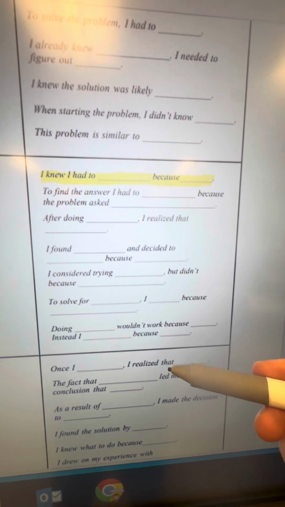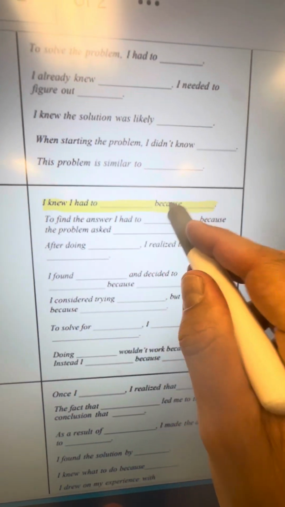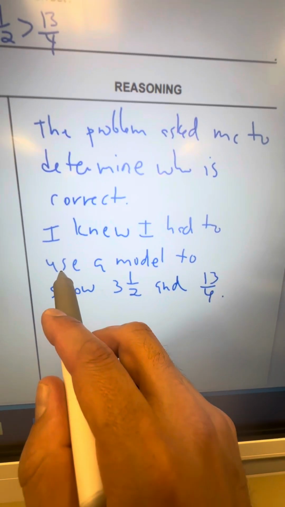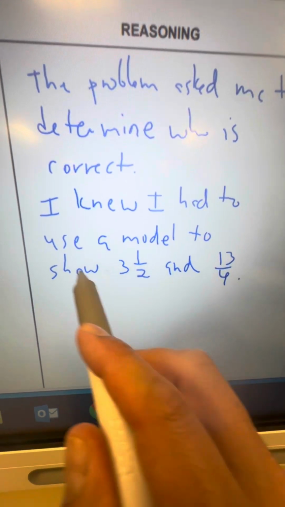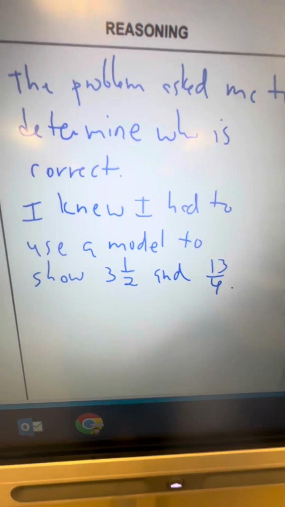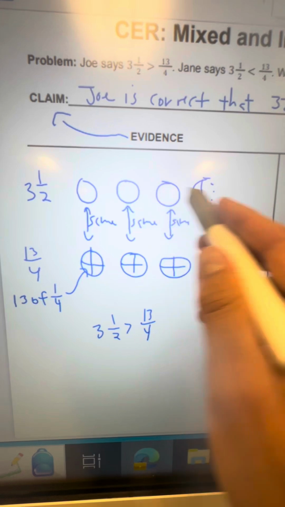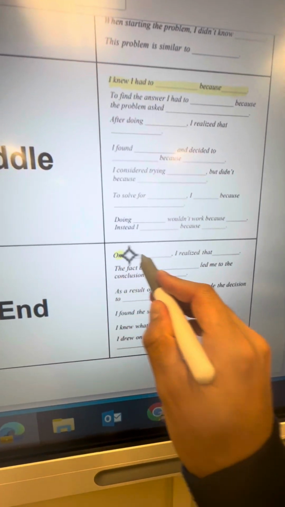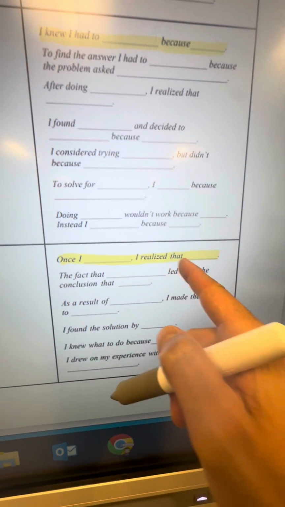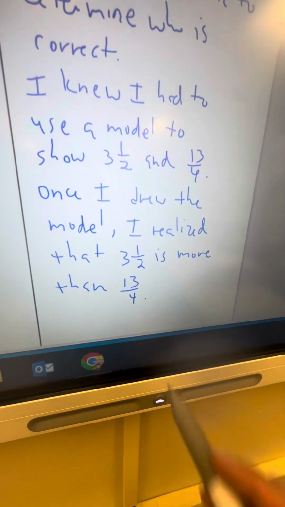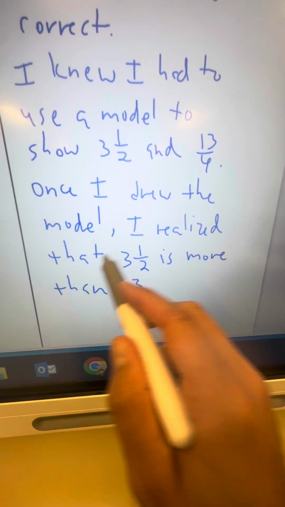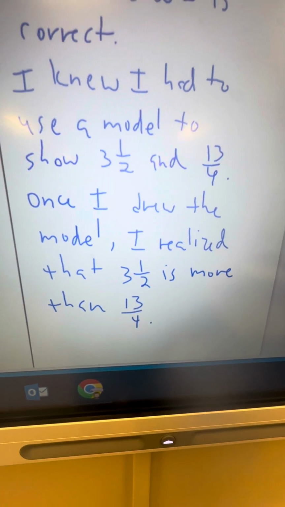So after looking at these sentence starters, I knew I had to blank because blank. So using the sentence starter, I put down I knew I had to, and then I put my own words: use a model, which is what I did here. I knew I had to use a model to show 3.5 and 13/4. So here's my 3.5 that I showed, and here's my 13/4 that I showed. And I go towards my ending statements, and I'm going to use this one here. Once I blank, I realized that blank. So you can see here, once I drew the model, I realized that 3.5 is more than 13/4.